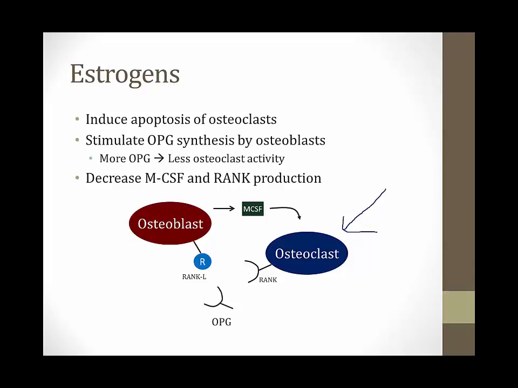Estrogens have been shown to decrease osteoclast activity and even induce apoptosis of osteoclasts. And the way they do this is through those same signaling systems we talked about earlier. Estrogens have been shown to stimulate OPG synthesis by osteoblasts. Remember, OPG is the decoy receptor for RANK-L, so more OPG leads to less osteoclast activity. In addition, estrogens have been shown to decrease MCSF release by osteoblasts. They've also been shown to decrease RANK production by the osteoclast, so that the receptor for RANK-L is not present. And through all these mechanisms, you get less activity of osteoclasts, and that's why estrogens are good for bone formation.